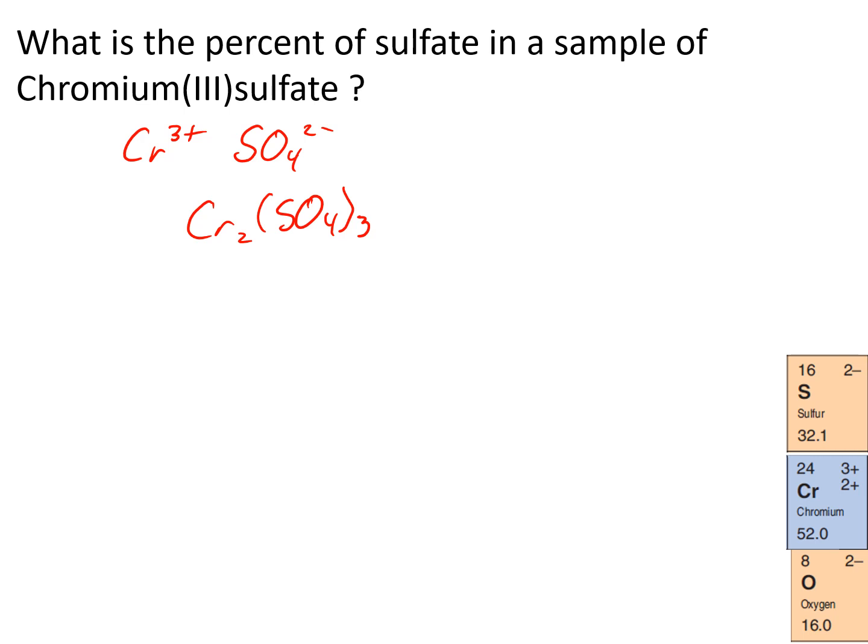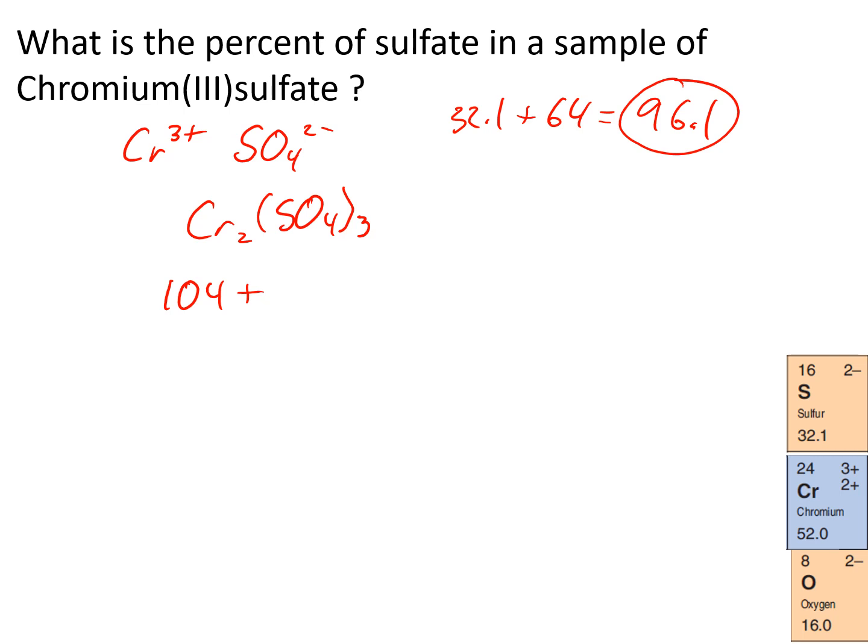Now, same thing, I'm going to find out what the total molar mass of this thing is. So chromium is 52, so there's 2 chromium, so 52 and 52 is 104. So it's going to be 104 plus. Now, sulfur is 32.1. Oxygen, since there's 4 of them, is 64. So 32.1 plus 64 is 96.1.